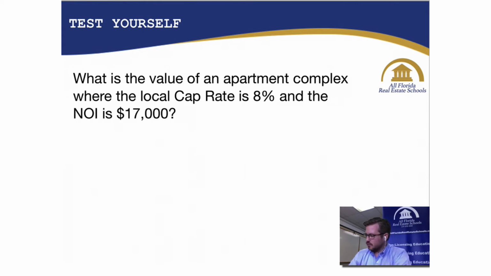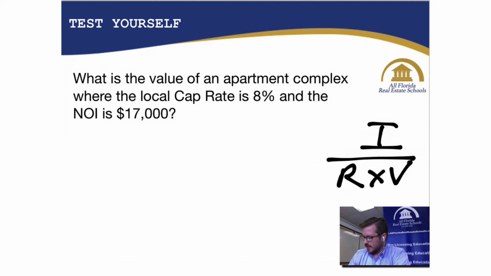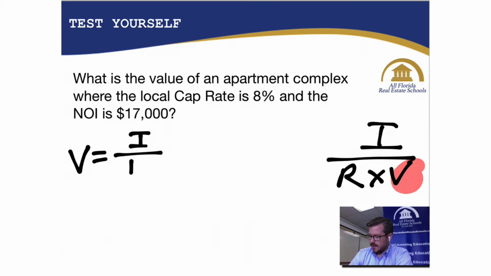Let's start by drawing out our IRV formula. So we've got income equals rate times value. Well, let's look at what they've already given us in the question here. So we want to know the value of the property, so we know we're going to solve for V, or value. So value, if we mark out our V, we know is going to be income divided by rate. So we have income divided by rate.